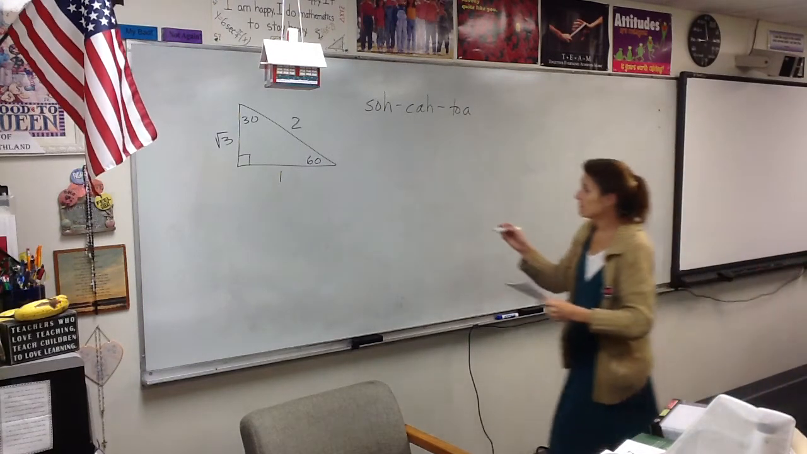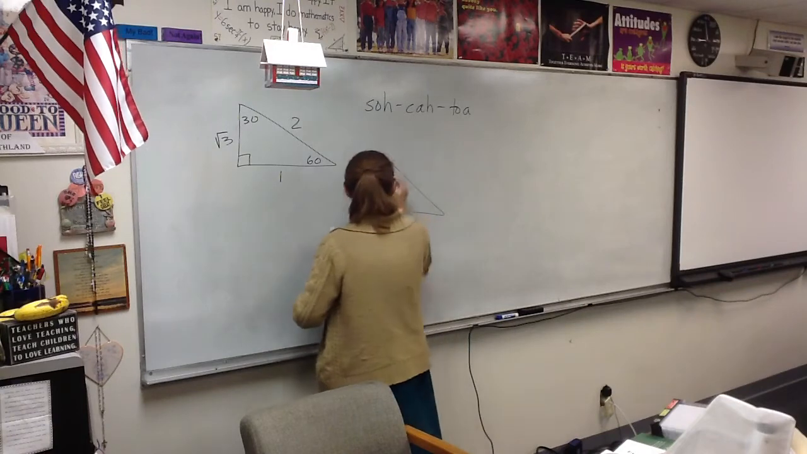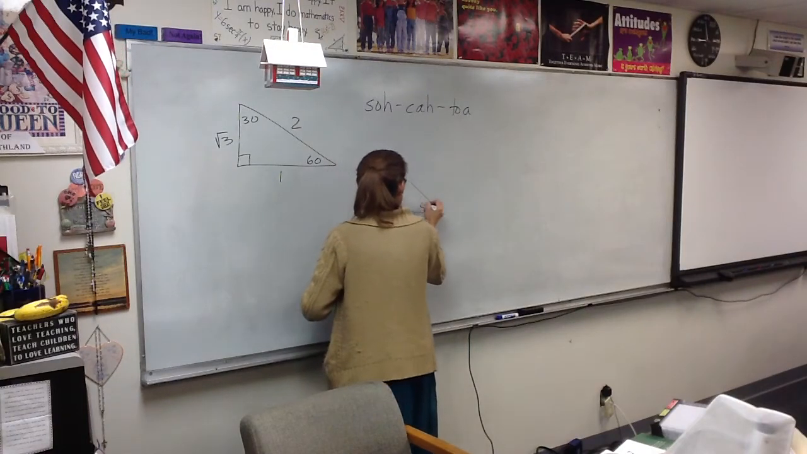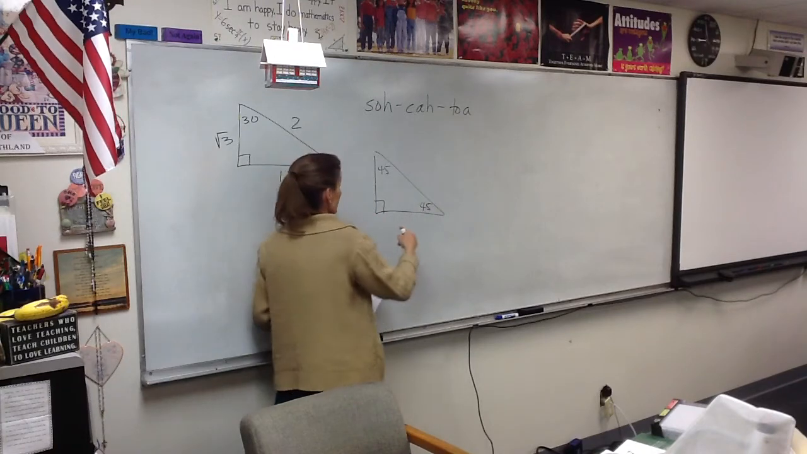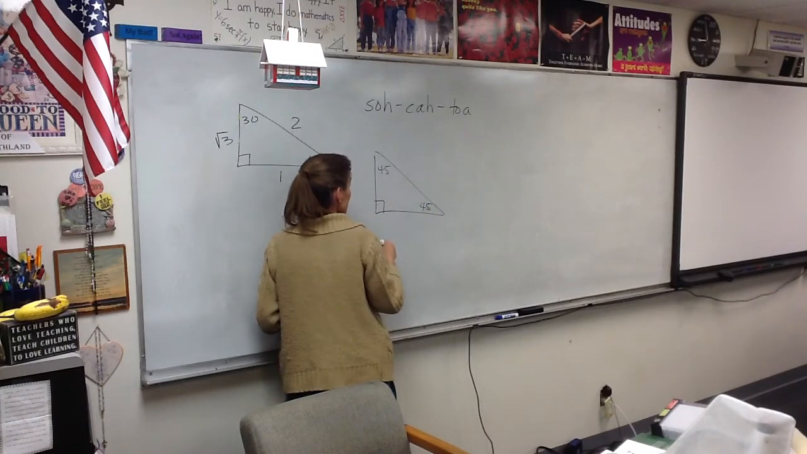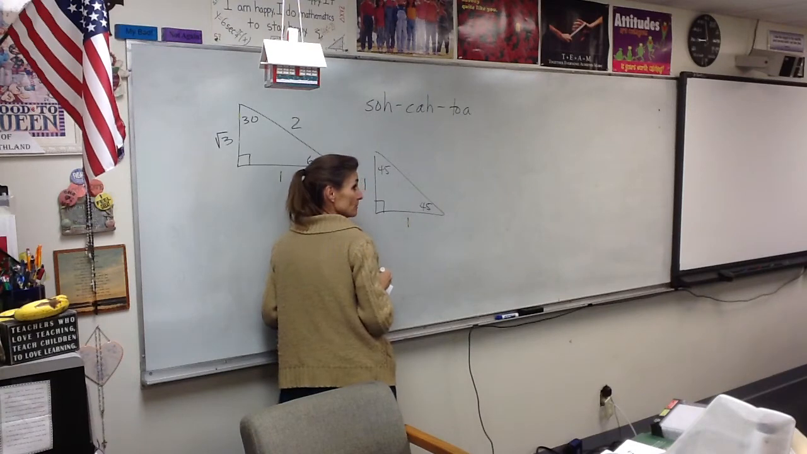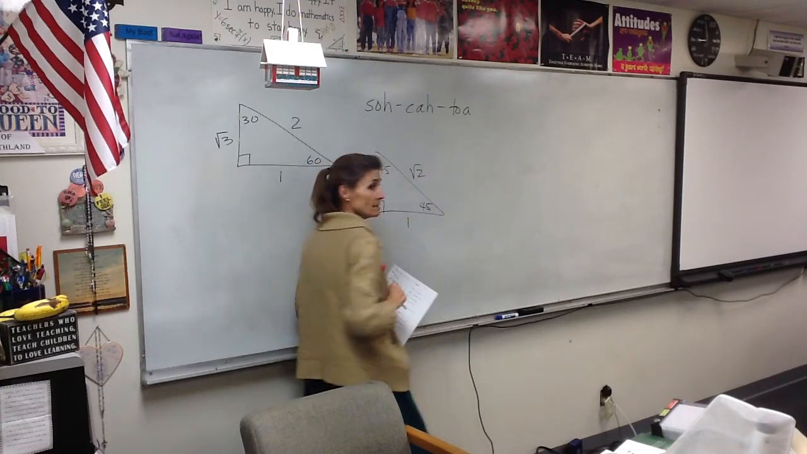What is the length of the hypotenuse in a 45-45-90 triangle? Well, again, you need to know the ratios. This is a 45-45-90, so these two sides match, and the hypotenuse is root 2.